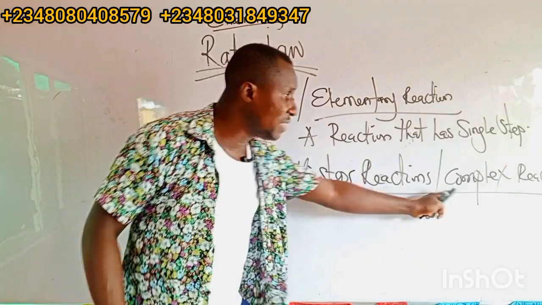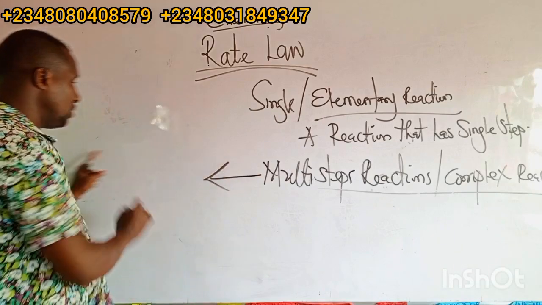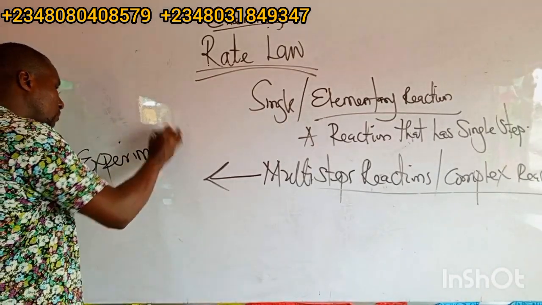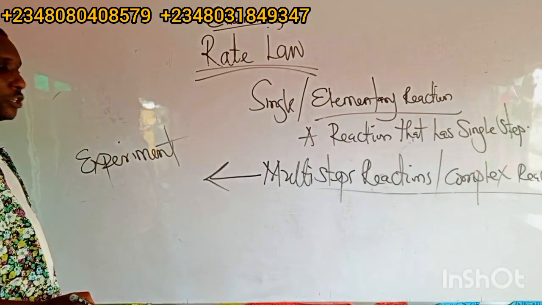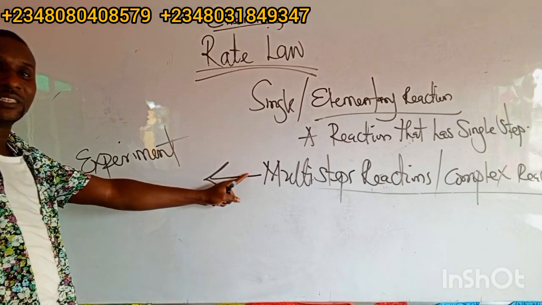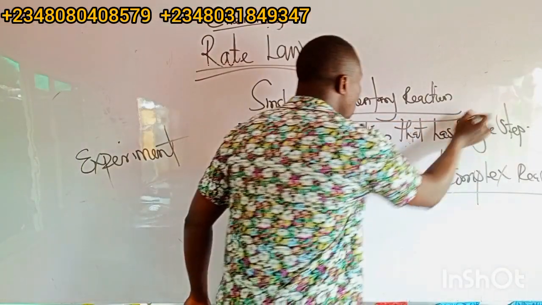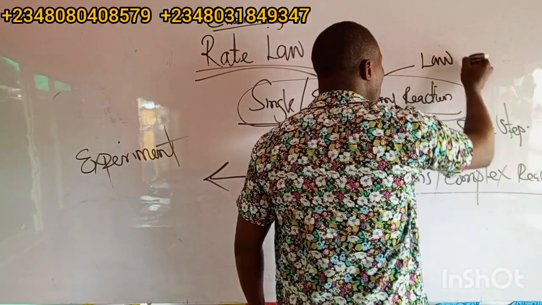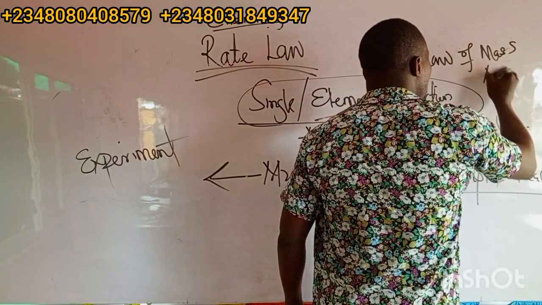For you to determine the rate law for a complex reaction, the rate law can be determined by experiment. Experimentally, we determine the rate law for a multi-step reaction or complex reaction. The only way we can determine the rate law is through experiment. But for a single step reaction, we can use the law of mass action.